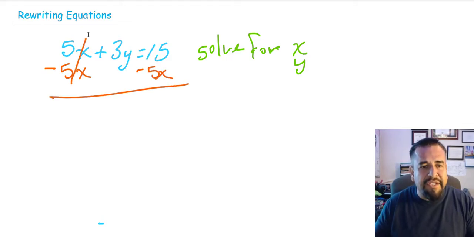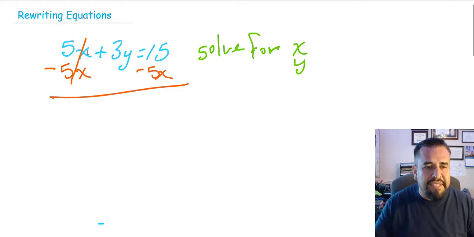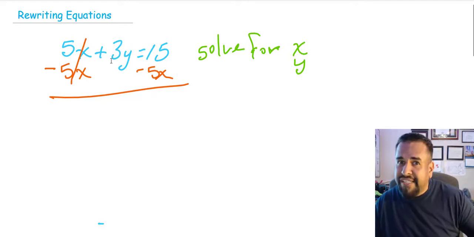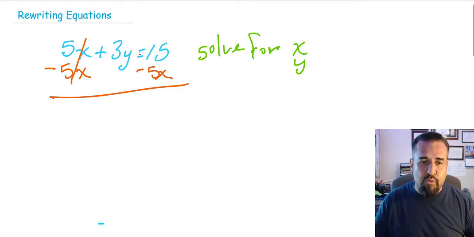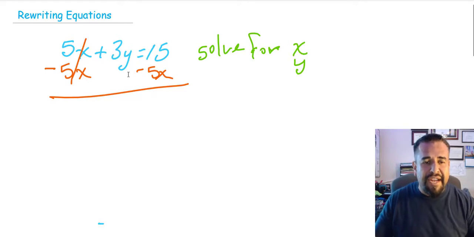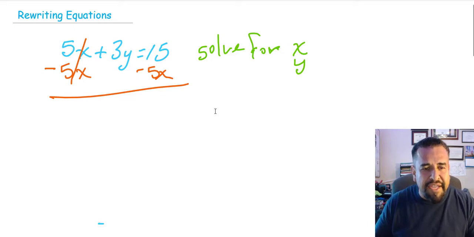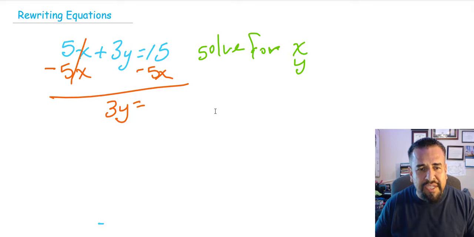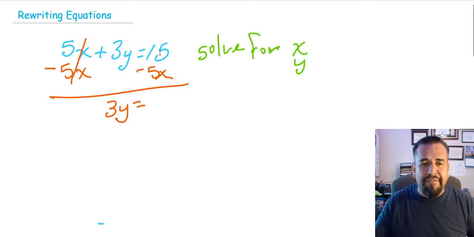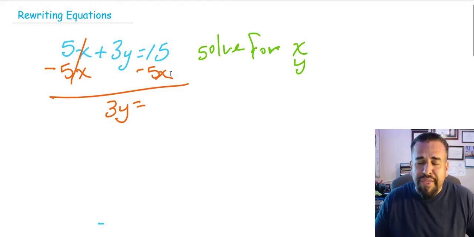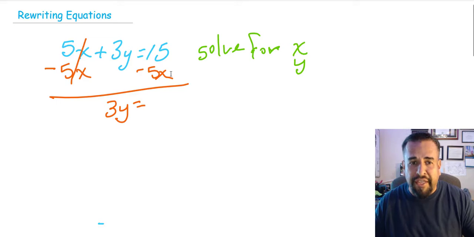Now, pay attention, don't get tripped up here. This right here actually becomes 0, which means on this side of the equal sign, all I have left here now is my 3y. I have my equal sign. Now, don't make the mistake of trying to get 15 minus 5x. Don't do that. It's a common mistake that people make when they're learning this.